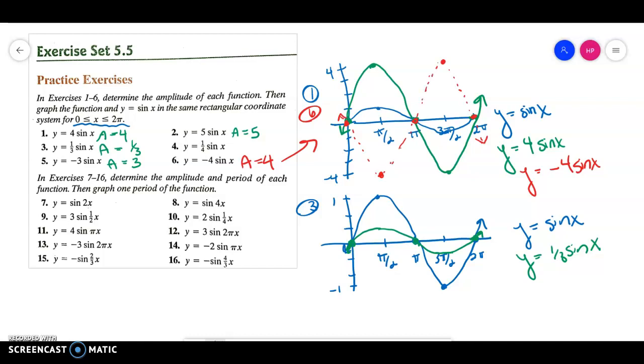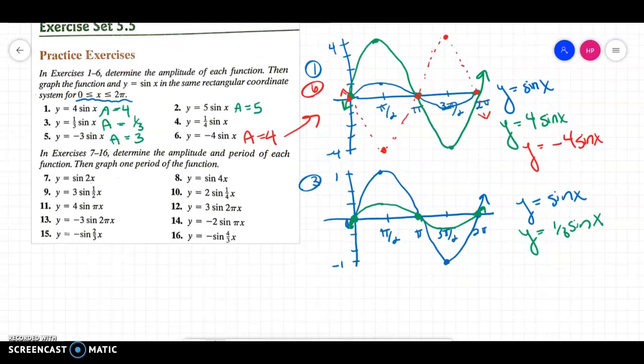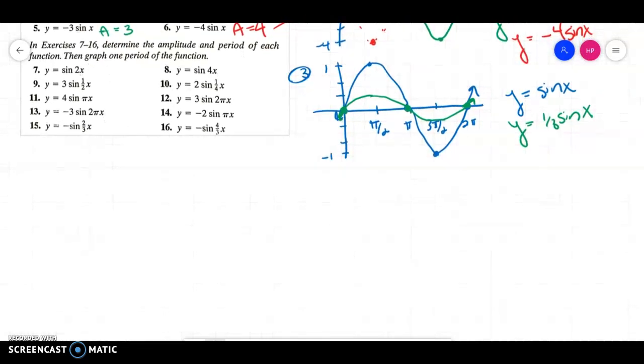component as well. And if you are ever unsure, all you have to do is check the calculator. Always, always, always just checking the calculator. We just have to make sure that we are in the right mode in order to do so. So for 7 through 16, the new component now is that we want amplitude and period. So since 7 and 8 just have period changes, I'm going to do that very, very quickly.